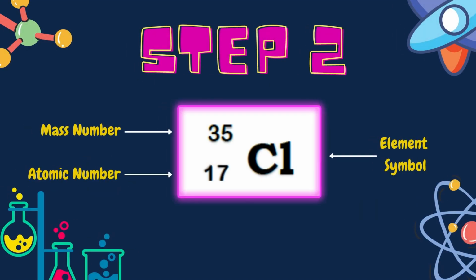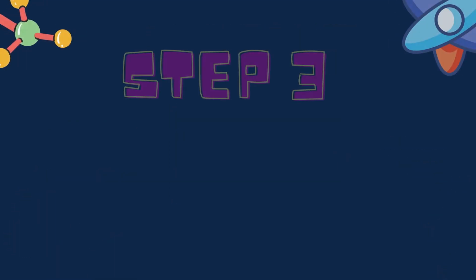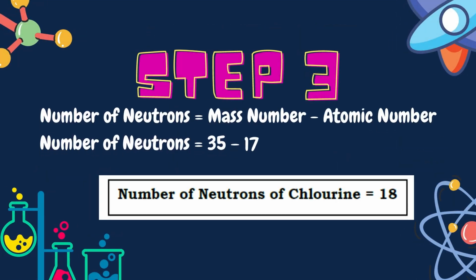Step 2. Plug in the values in the symbol representation. So we have here the mass number, atomic number, and the element symbol. Step 3. Operate by subtracting the values using the formula. Number of neutrons is equal to mass number minus atomic number. Therefore, 35 minus 17 is equal to 18. Number of neutrons of chlorine is equal to 18.